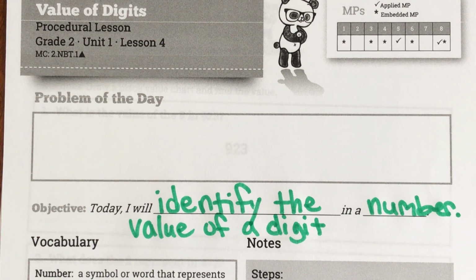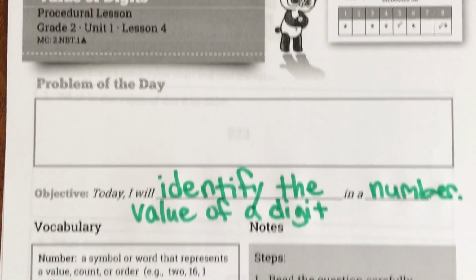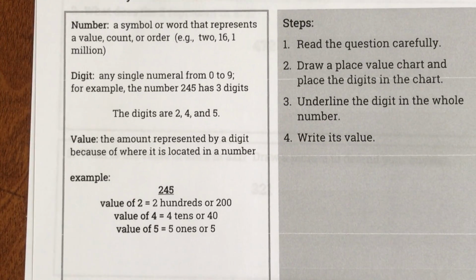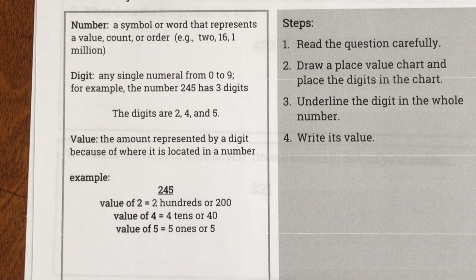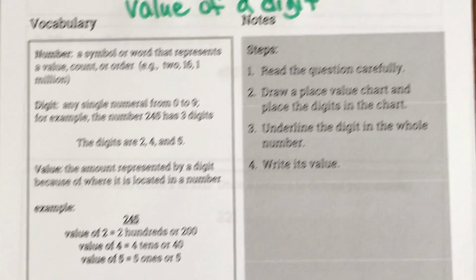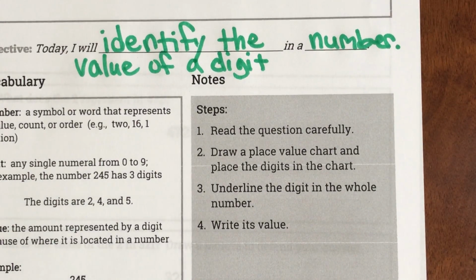Today's lesson is going to be the same as the lesson we had yesterday. So we're going to be continuing to practice that same skill. If we look at our vocabulary today, our vocabulary is even the same, so we're not going to review it. We are going to look at our steps though. So it says, read the question carefully.